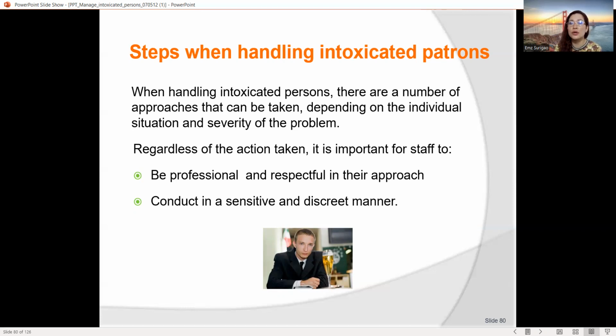Okay, so intoxicated patrons should be respected because they are very sensitive, and maybe that person has a problem beforehand. That's why he is drinking, or that's why he cannot control his behavior. Maybe that person has a problem. Okay, so we will continue.